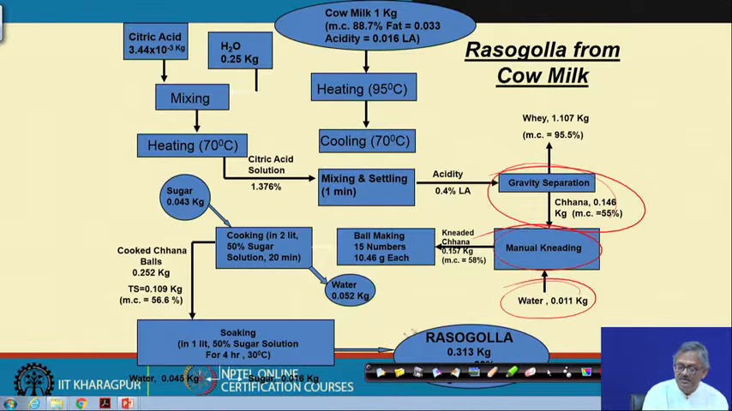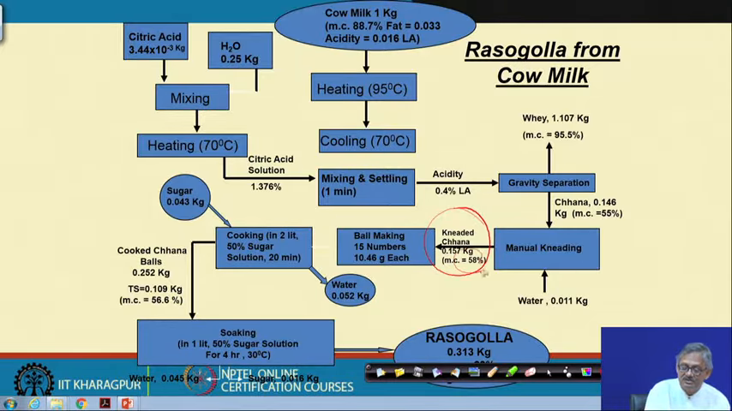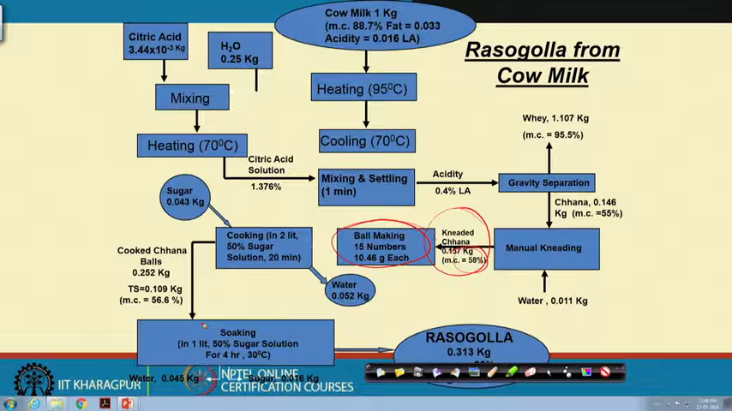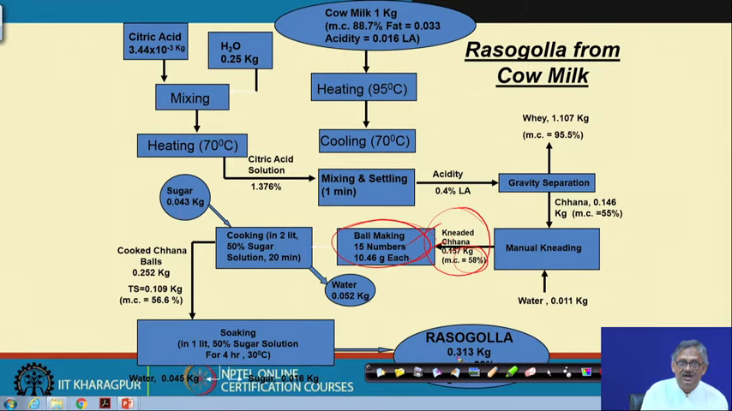A little water is added, around 0.011 kg, so that it becomes easy for kneading. Then kneaded chana of 0.157 kg with a moisture content of 58% is made into balls, and 15 balls were made, 10.46 gram each. Then a little water comes out during cooking.